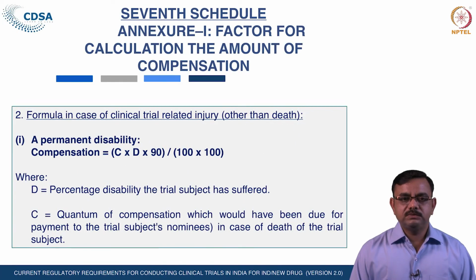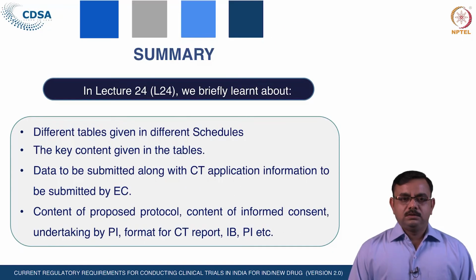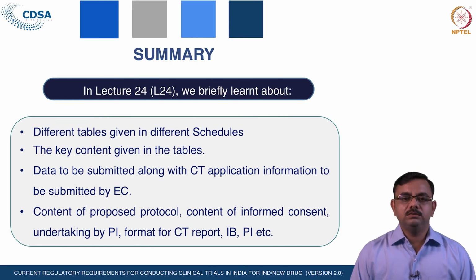Similarly, formulas have been given for injury or death related to the clinical trial, when it is a permanent disability, when it is a congenital anomaly, or if it is a life threatening disease, or if it is a reverse SAE, then a different formula, as I have shown in the slide, has to be taken into consideration while calculating the compensation. So this is about the tables given in the New Drugs and Clinical Trials Rules.